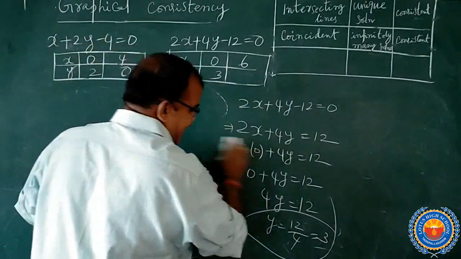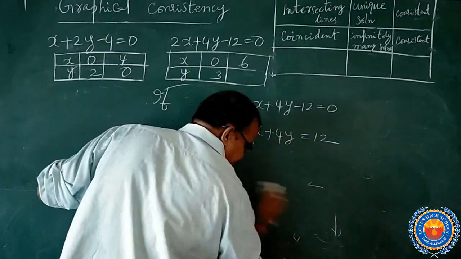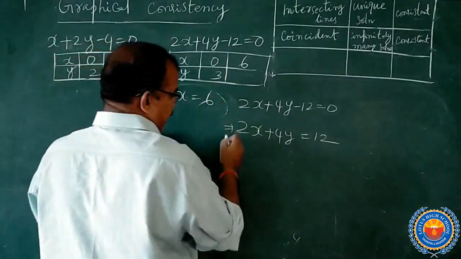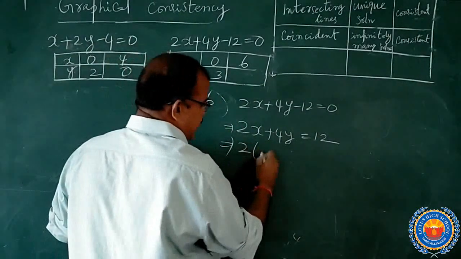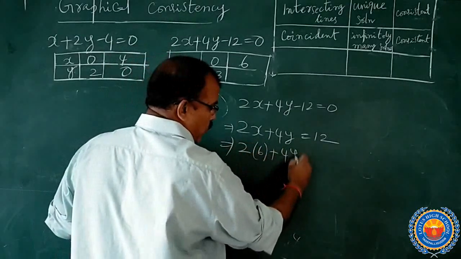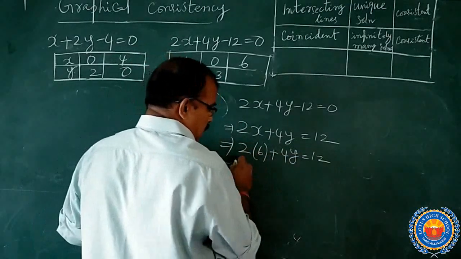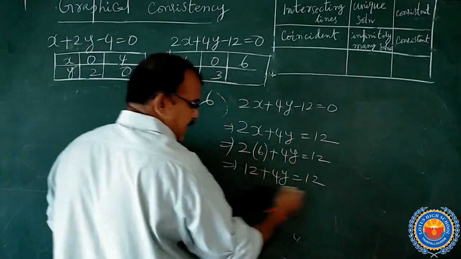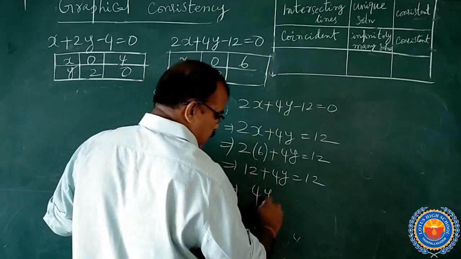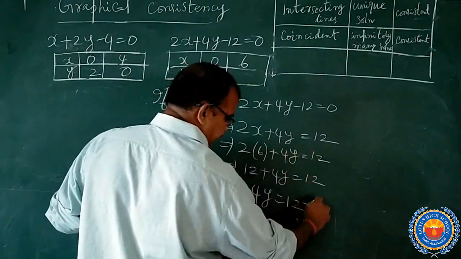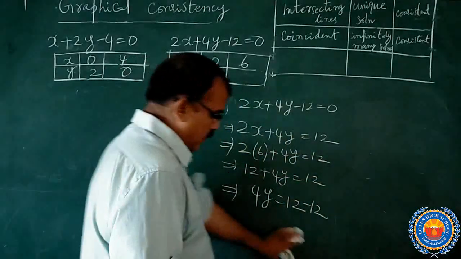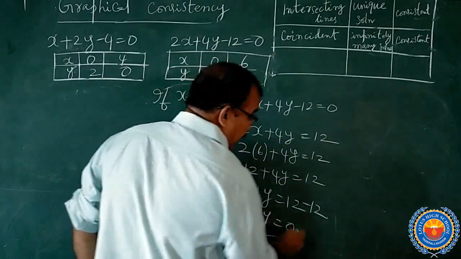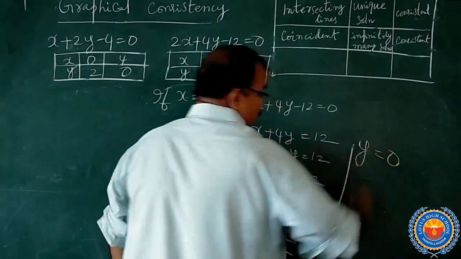Now we go to the second one. x is equal to 6. If x is equal to 6, then 2 into 6 plus 4y is equal to 12. 6 twos are 12, so 12 plus 4y is equal to 12. Directly we can cancel here and here. Otherwise, 4y is equal to 12 minus 12, since the plus 12 becomes minus 12. So 4y is equal to 0, and from that y is equal to 0.